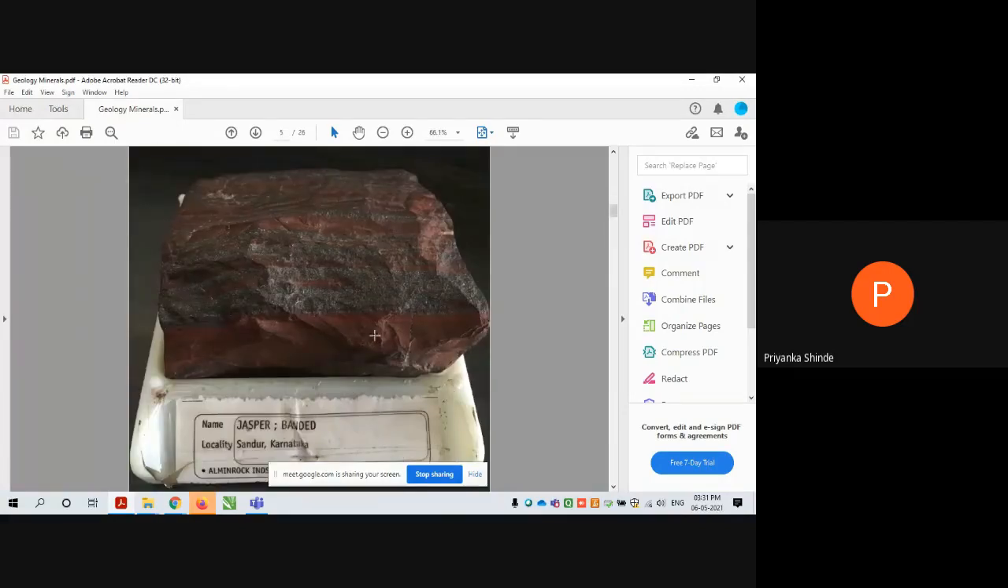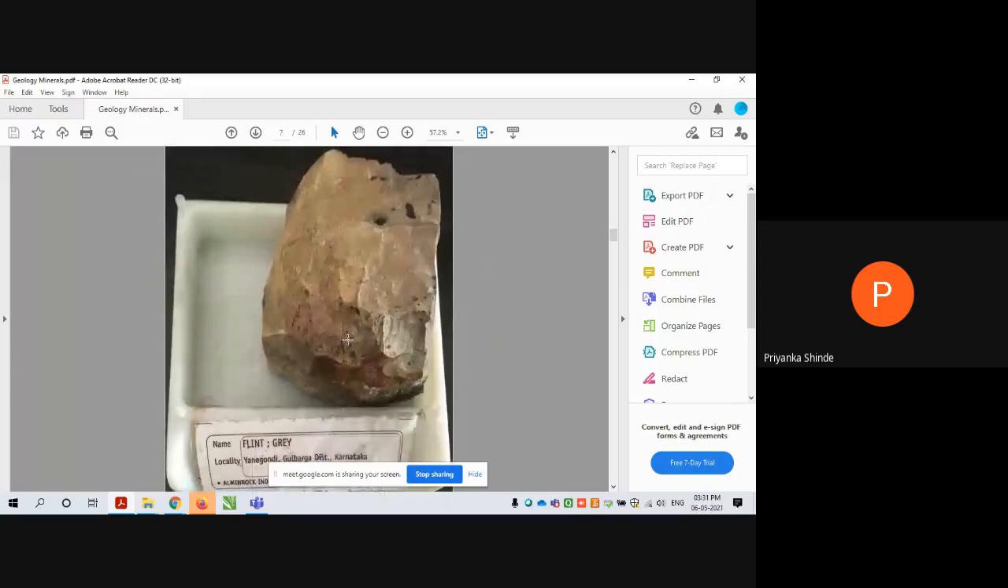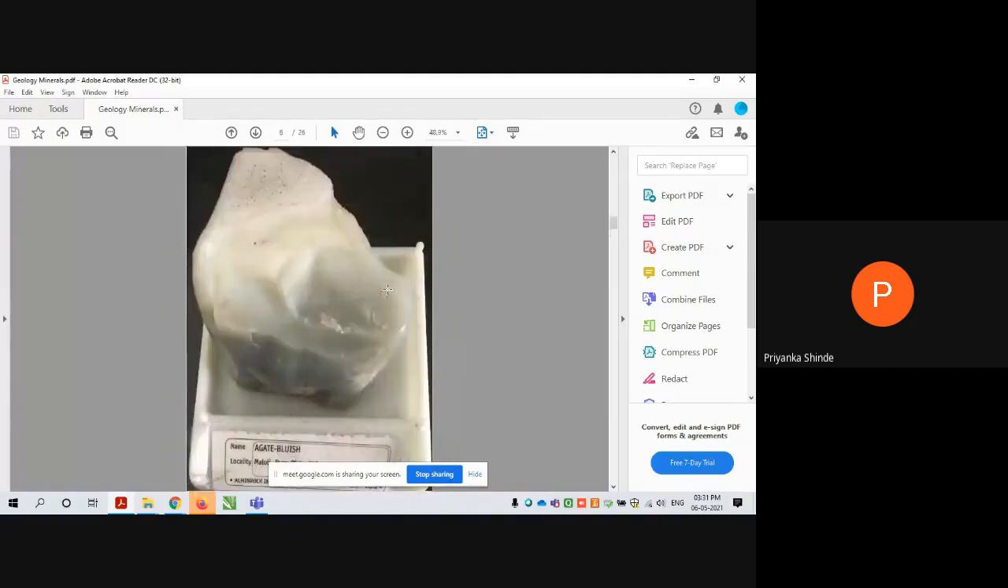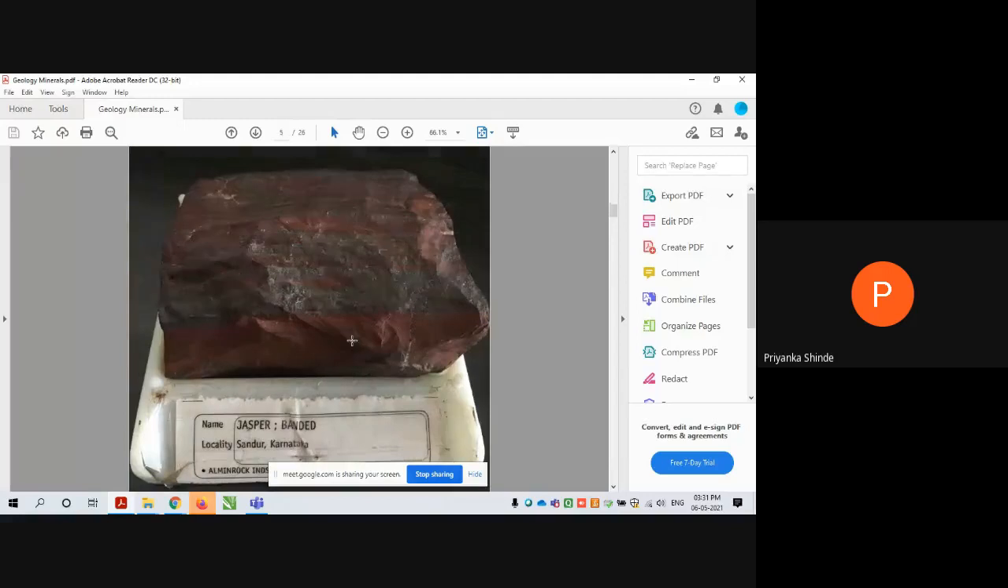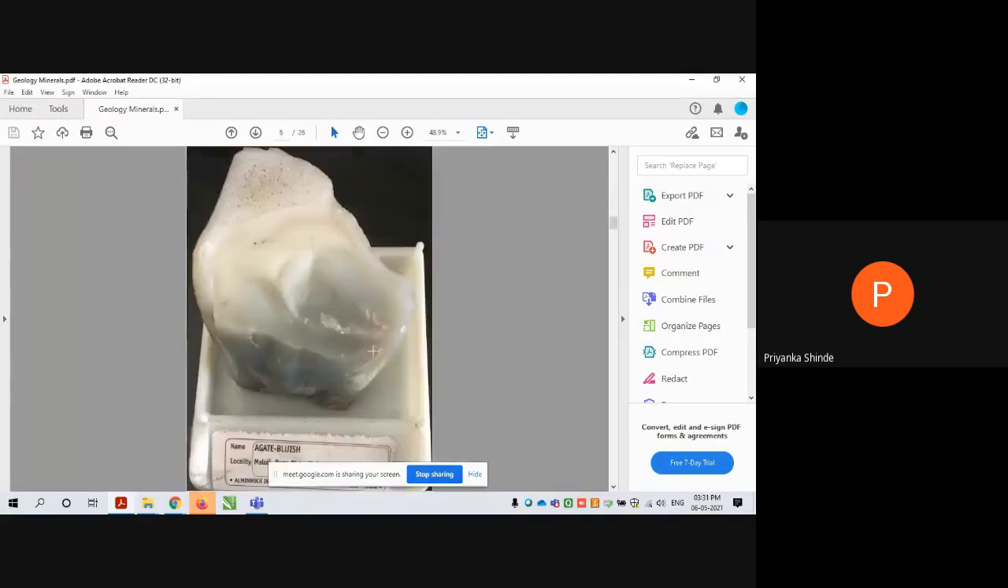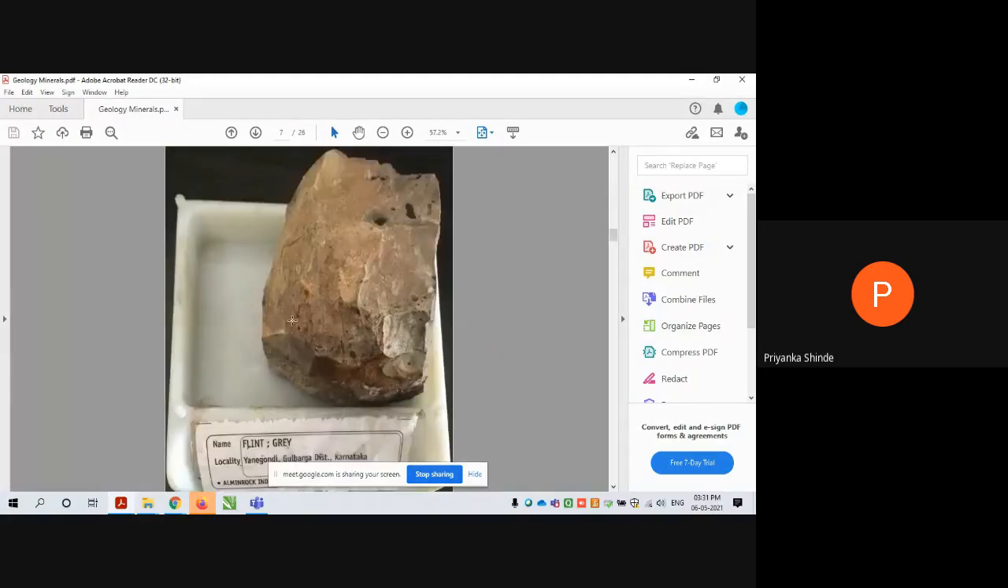Then if you see this jasper and this flint, these two are not shining. You can see the difference, how these are shining and how these are dull. If there is no shining from the surface of the mineral, then we write the luster as dull. So you have to see the mineral and write the properties. So luster is dull. Understood how to identify luster?